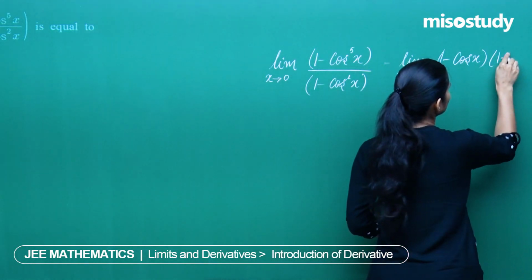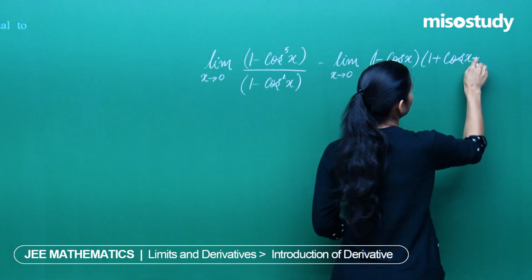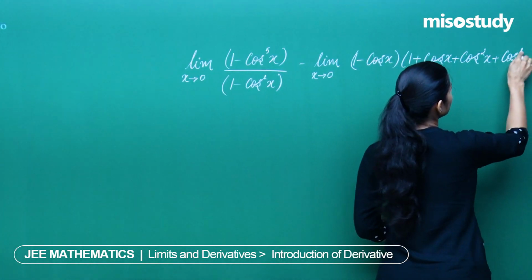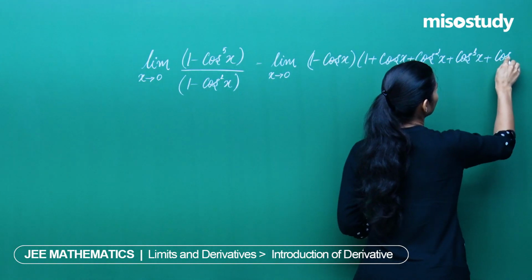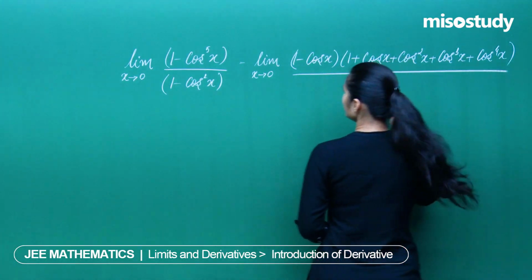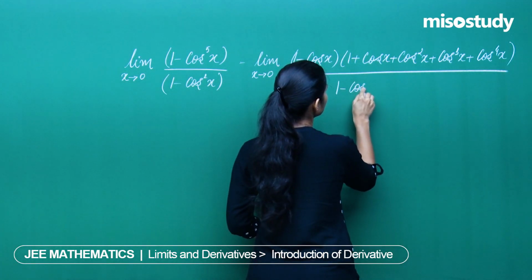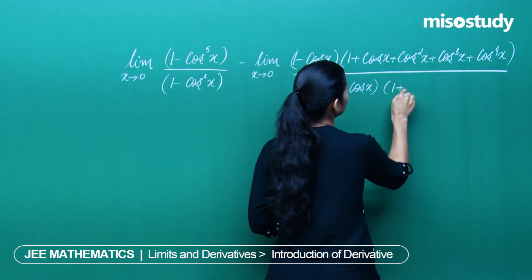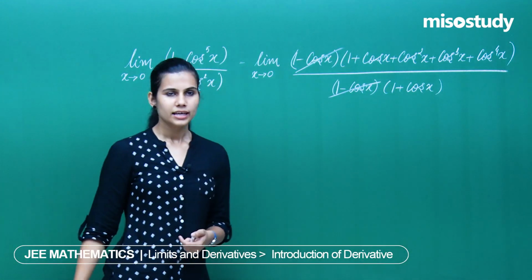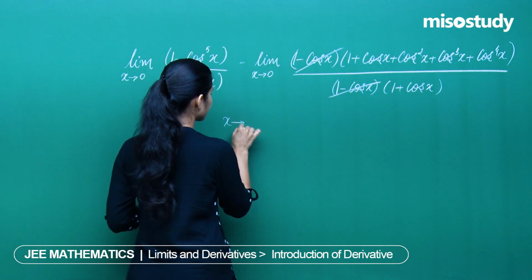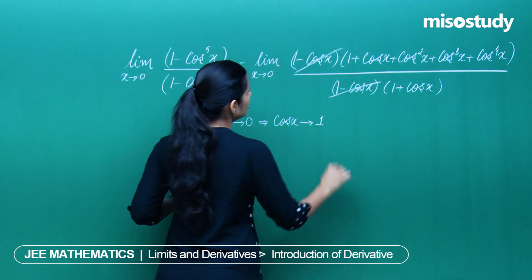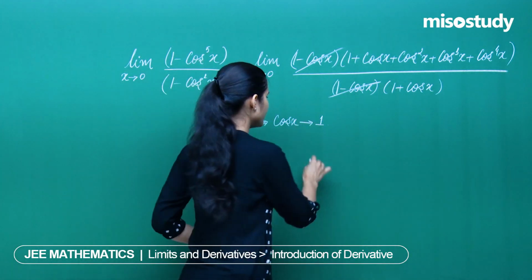This is (1 plus cos x plus cos square x plus cos cube x plus cos to the power 4 x) whole upon 1 minus cos square x, which is 1 minus cos x into 1 plus cos x. Very clearly this gets cancelled out. As x approaches 0, we have cos x approaches 1. So, limit x tends to 0 of 1 is 1.